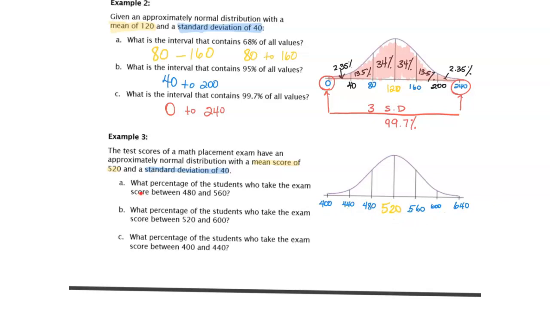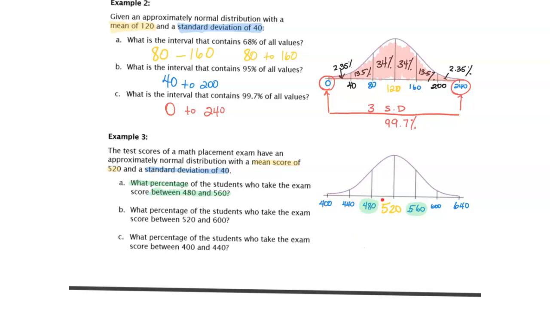Our first question is, what percentage of students who take the exam score between 480 and 560? So let's highlight those two. So 480 is here and 560 is here. They're asking us what percentage of students who take the exam score between 480 and 560. So what percentage?